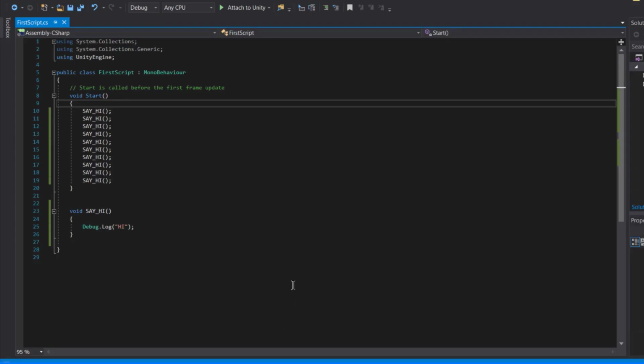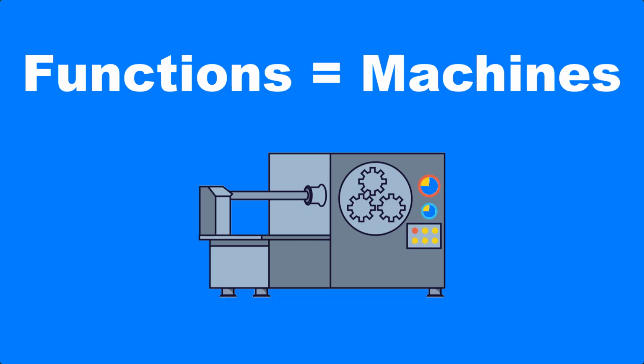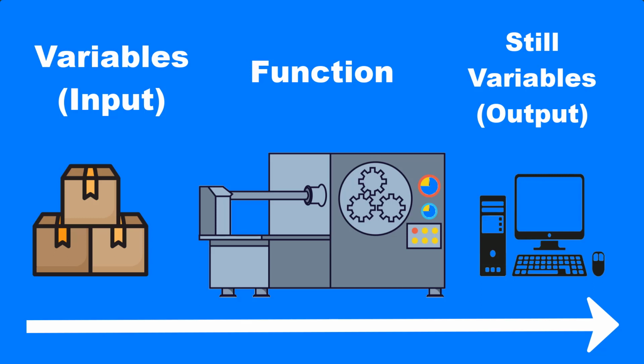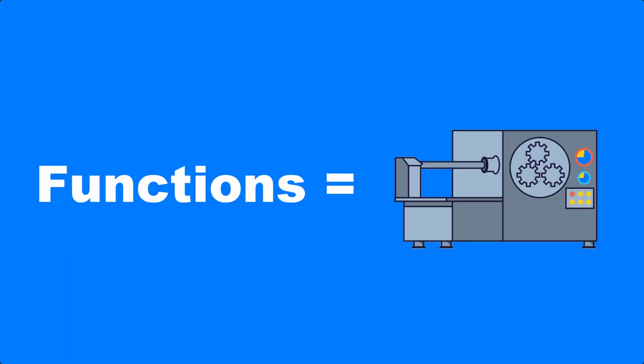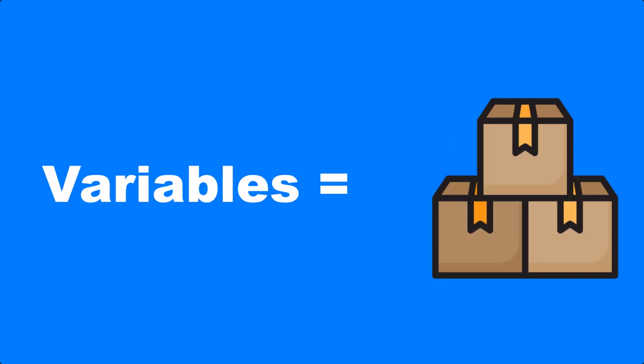Now let's talk about the second most important thing in programming, which is variables. Remember I told you functions are like machines? Well, variables are like resources and products. We give variables to the function and the function uses those variables to make new variables or simply does its job. Now, when functions are like machines, variables are like boxes.